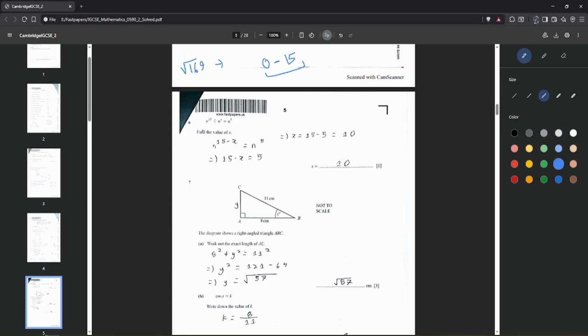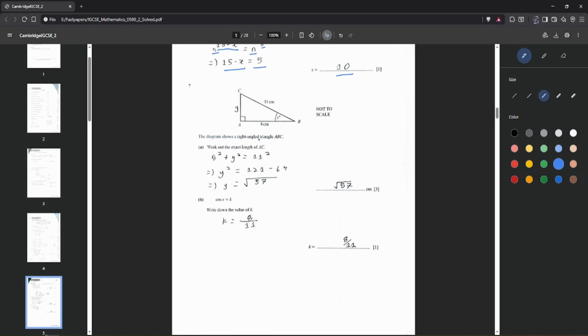Alright, we have a division here. So we have n to the power of 15 divided by n to the power of x. Since this is a division, we are going to write 15 minus x here, right? Then we have n to the power of 5. So since we have n here and here, this means 15 minus x is equal to 5. So now just make x the subject of the formula and you get 10.